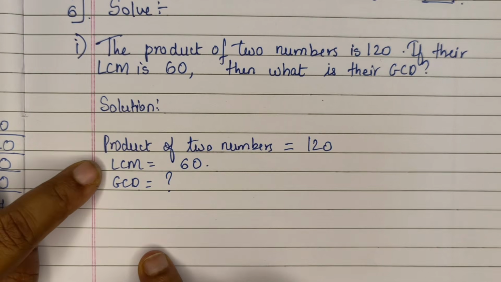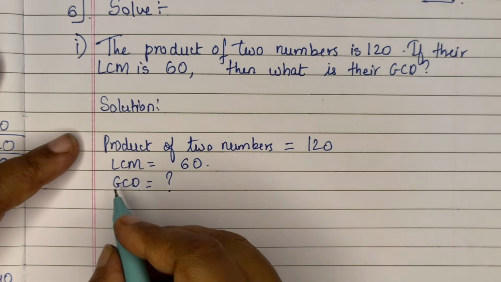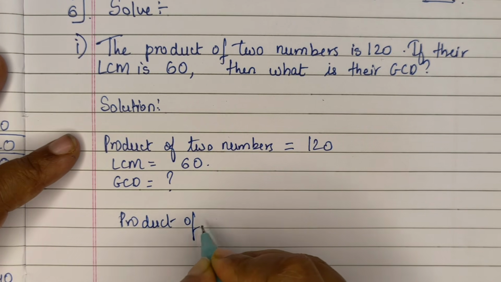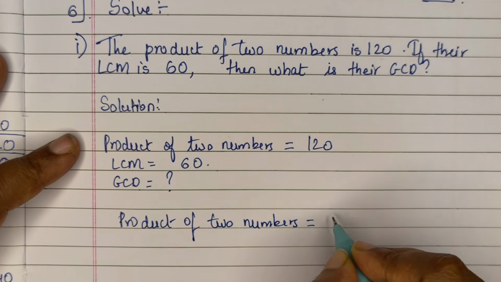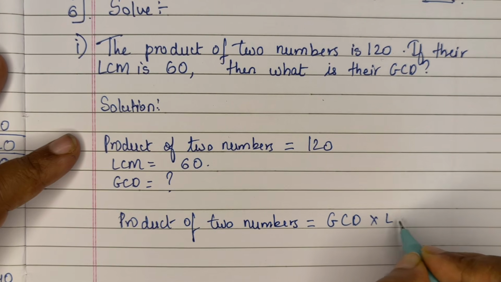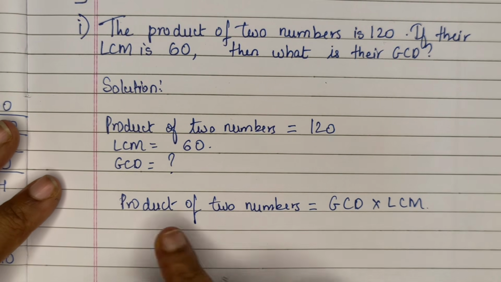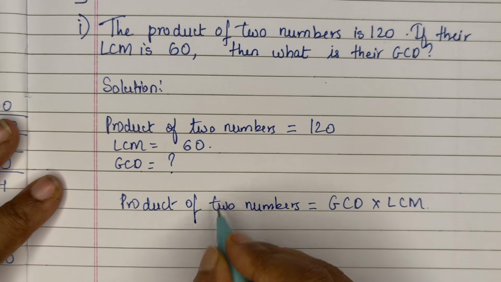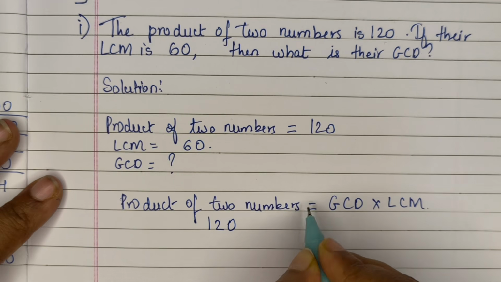Product of two numbers and LCM are given here, GCD we have to find. So there is a formula. What is the formula? Product of two numbers is equal to GCD multiplied by LCM. What is the product of two numbers given? 120. So write below it: product of two numbers is 120, is equal to.